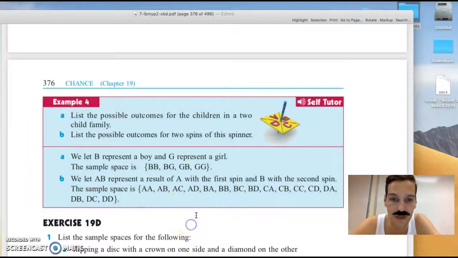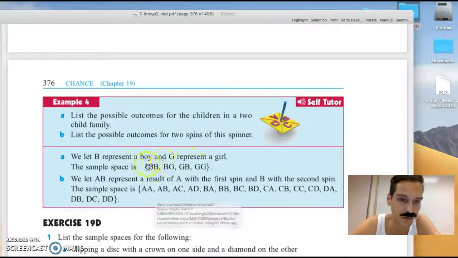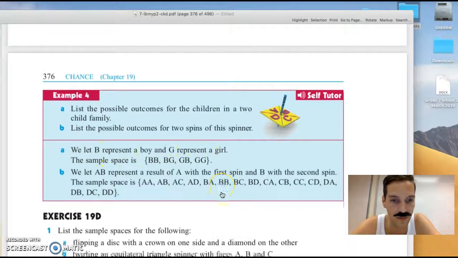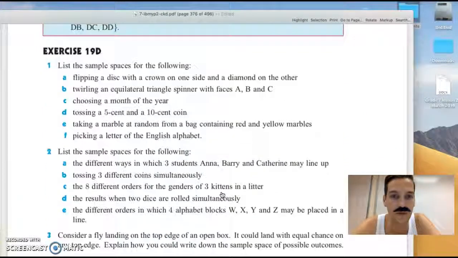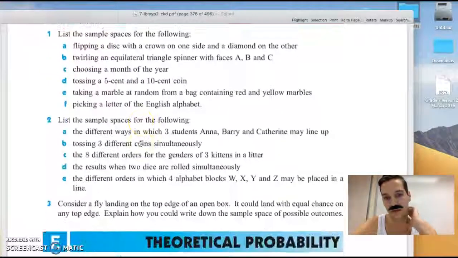And what's important, actually, is you should be indicating what each letter represents. Okay? So for example, in the answer to question A, we said, we let B represent a boy and G represent a girl. I don't want you to just write the answer. You need to say which letter represents what first. Very important, okay? So, with that in mind, you need to do exercise 19D, and all it is listing sample spaces for given situations, okay?